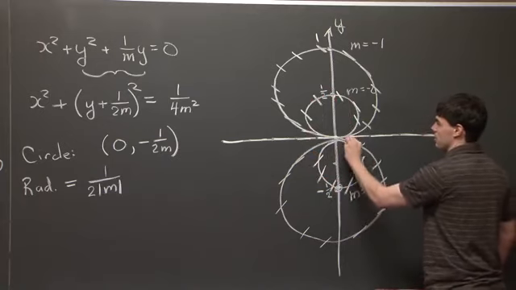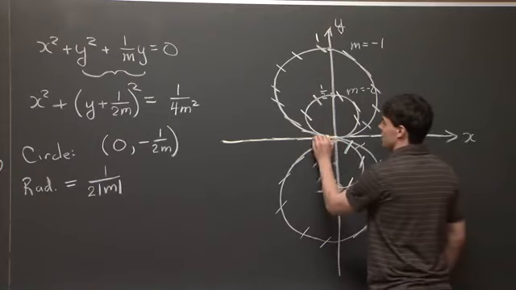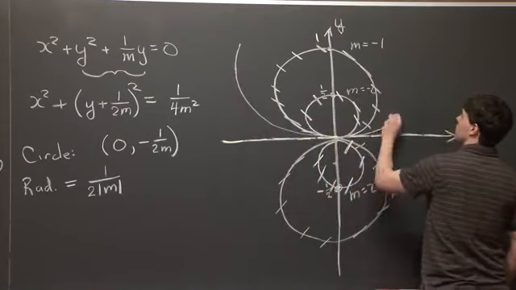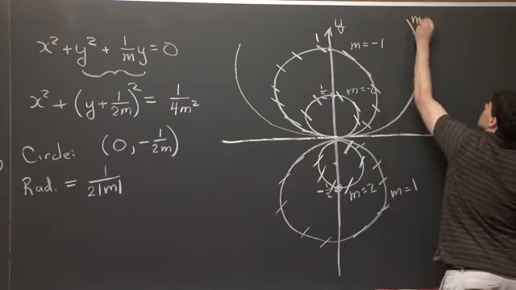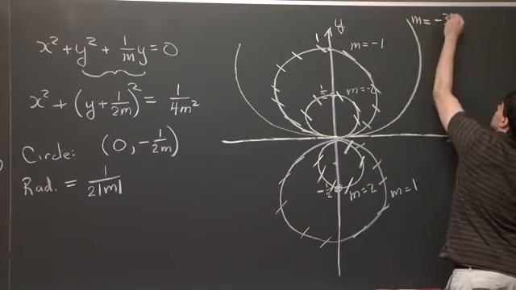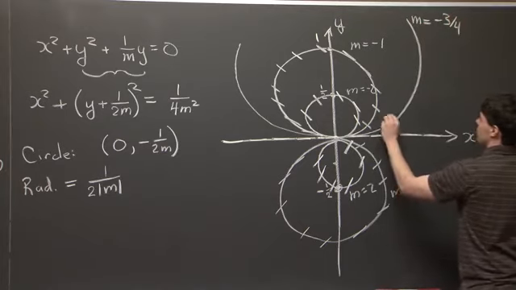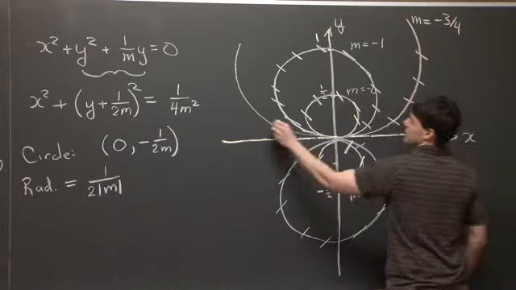And the same goes for this circle. And then lastly, I can draw a sketch of m is equal to 3/4, which would go up something like this. Sorry, m is equal to -3/4. And that would have a slightly weaker slope, like this.